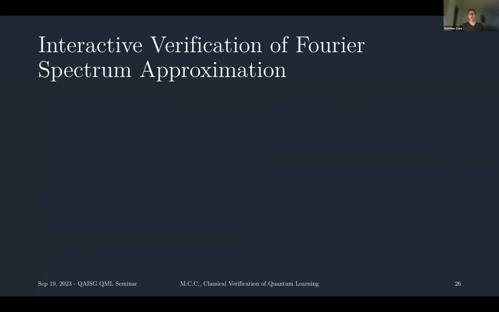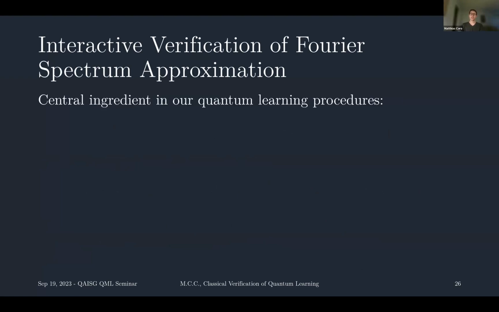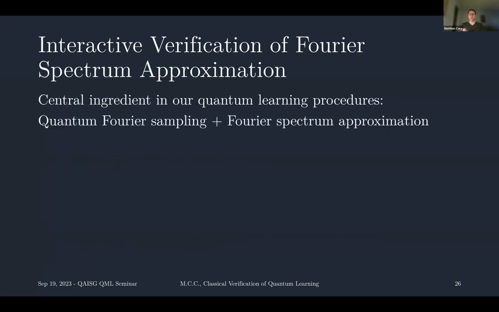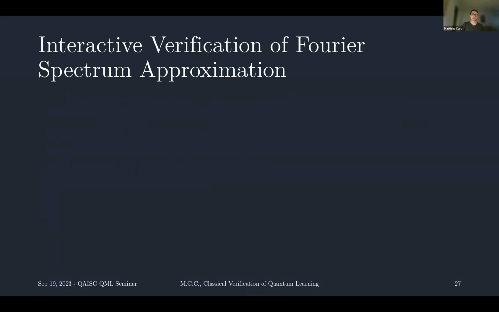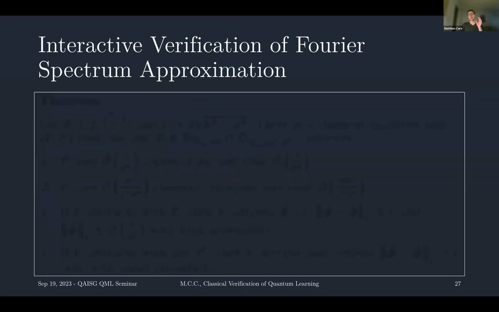So what are we actually doing? Essentially, you can boil down our procedures to an interactive verification of Fourier spectrum approximation. So what happens here is this following central ingredient. We've seen before, quantum Fourier sampling leads to quantum Fourier spectrum approximation, and this is crucial. So can we verify this specific subroutine of quantum learning? And now I'm afraid I'm going to need a whole slide to state the theorem, but take this also as a definition, because I'm going to explain to you while stating the theorem what I mean by interactive verification and what the kind of requirements are here.